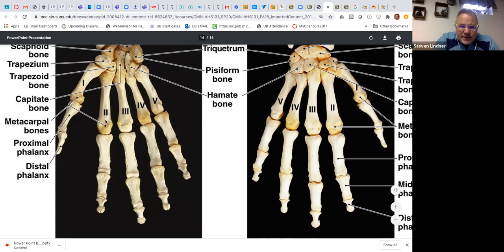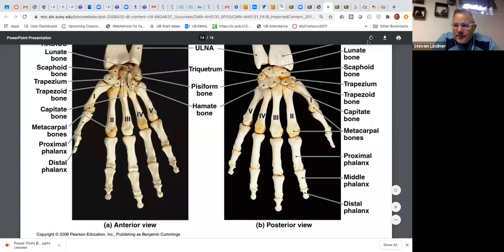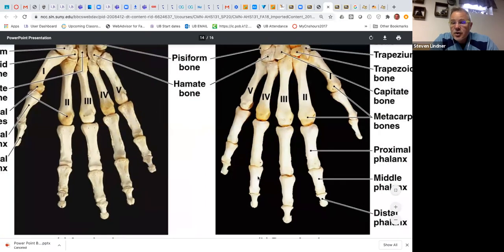So if we look at digits 2, 3, 4, and 5, there's a proximal, a middle, and a distal phalange. If we look here on the right side, they label them proximal, middle, distal. So if we pointed to this on an exam, you would say this is the fourth middle phalange, fifth distal phalange, second proximal phalange.